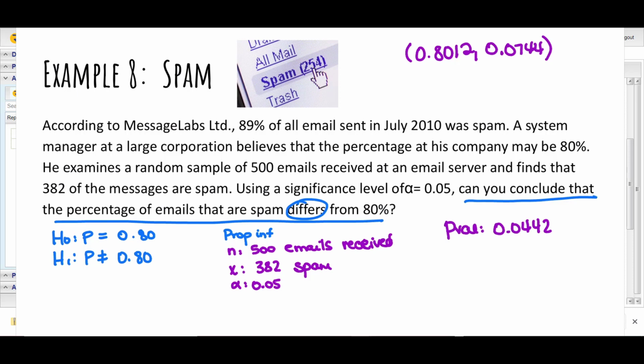The confidence interval, the whole thing is greater than 0.80. So let's see what the hypothesis test shows. So 0.0442 is less than 0.05, not by much, but it is less. And if it's less, then we reject the null. And if we reject the null, that means there is, so let me reject it. Reject. There is enough.